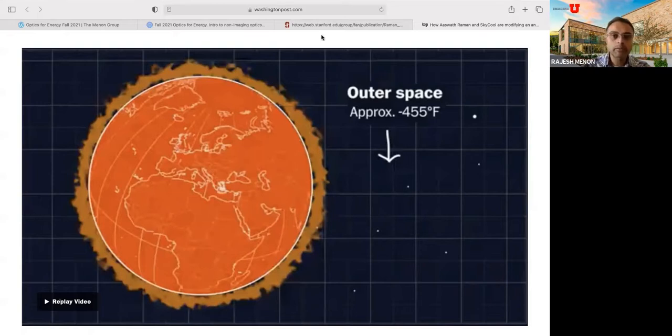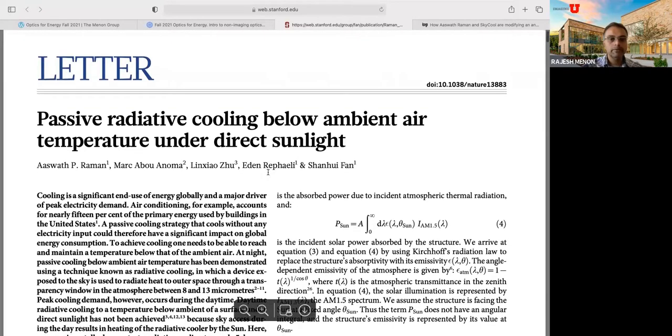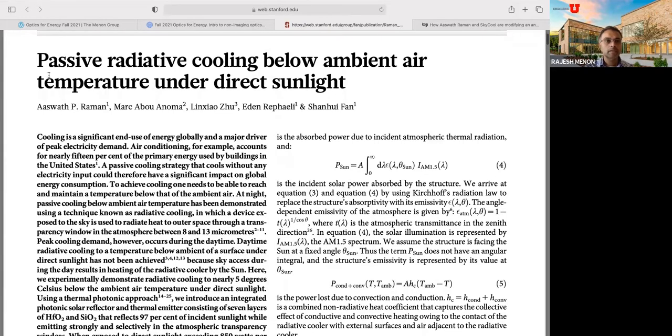And that was what was reported in this paper that I want to highlight briefly. It was again a paper in Nature not too long ago from Shanhui Fan's group, and Aswath Raman, who was on the interview, was the graduate student who worked on this at that time. The title of the paper is interesting. It's "Passive radiative cooling below ambient air temperature under direct sunlight."